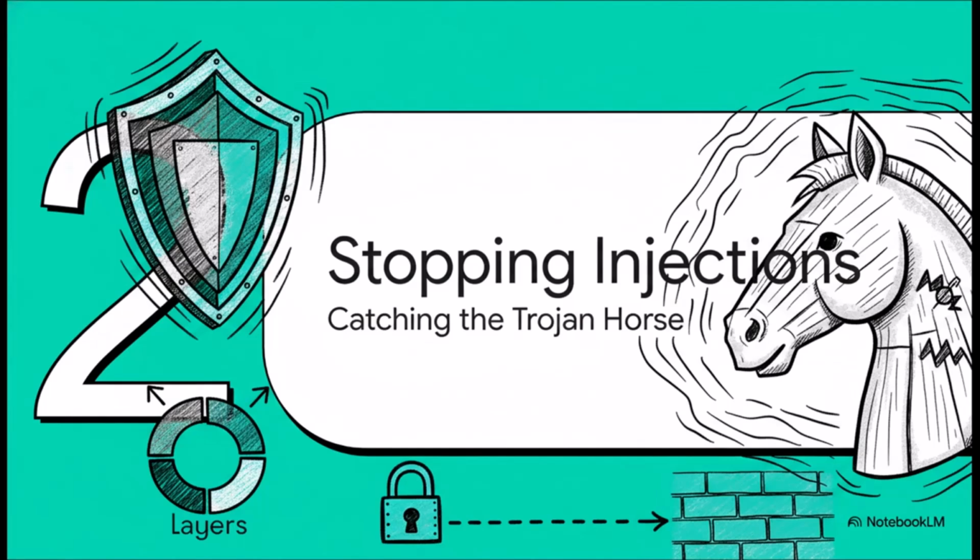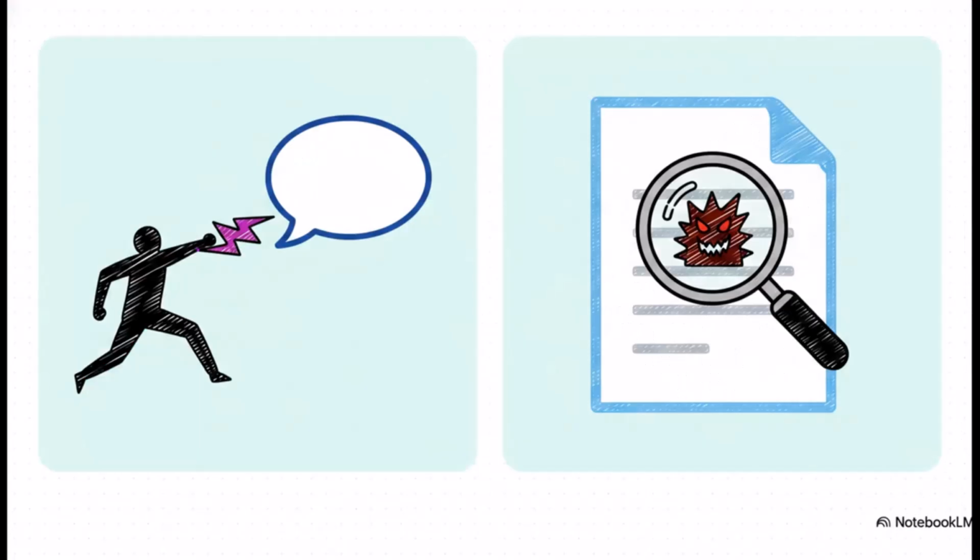Moving a bit deeper, we hit layer 2, stopping prompt injections. Or, as I like to call it, catching the Trojan horse. The Trojan horse analogy is absolutely perfect for explaining the indirect prompt injection. See, a direct prompt injection is pretty obvious. The user literally types the attack into the chat box. But an indirect prompt injection, that hides inside external documents.